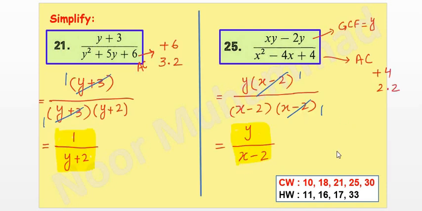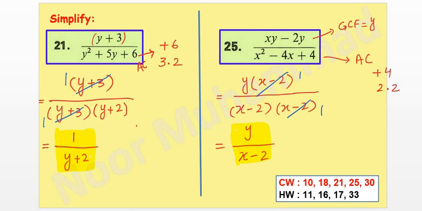So here are the answers for both questions. Clearly I wrote here how I have factorized. In the numerator there's just one factor, y plus 3. In the denominator you can use the AC method to factorize it. So we are getting the two factors, one will be cancelled and only 1 over.